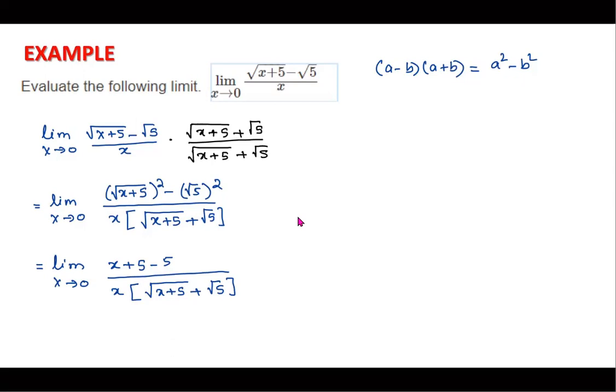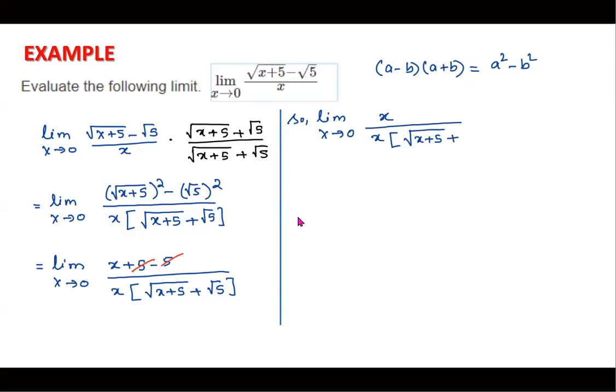Okay. Now, if you look at the numerator carefully, you'll see that the 5 gets cancelled there. 5 minus 5 is 0. So we get the limit as x approaches 0, x in the numerator, and then in the denominator, we have x times the square root of x plus 5 plus the square root of 5. Nice and easy. Now, everything is in multiplication.